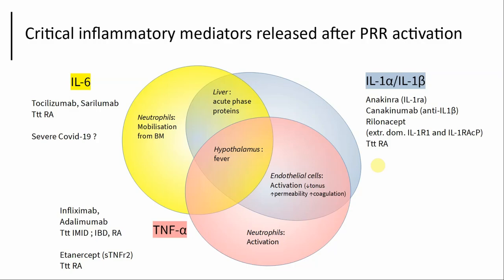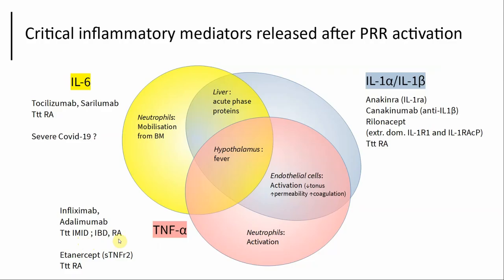So there's been an effort to develop therapeutics to try and inhibit these mediators. So tocilizumab, sarilumab are monoclonal antibodies against IL-6, and they are approved for treating rheumatoid arthritis. Anakinra is a kind of soluble IL-1 receptor. Canakinumab, monoclonal antibody against IL-1 beta, also approved to treat rheumatoid arthritis. And these monoclonal antibodies against TNF alpha are approved to treat immune-mediated inflammatory diseases, inflammatory bowel disease, rheumatoid arthritis.